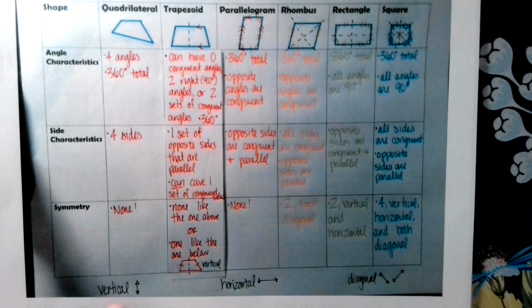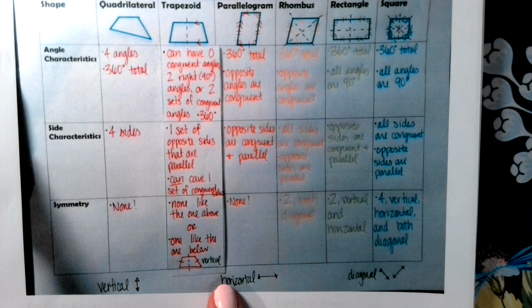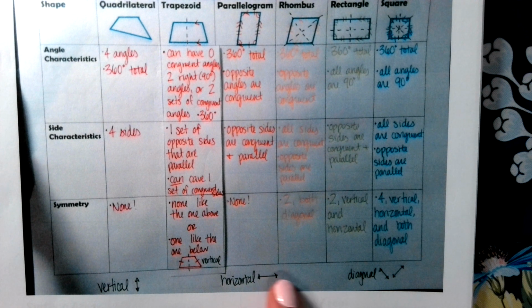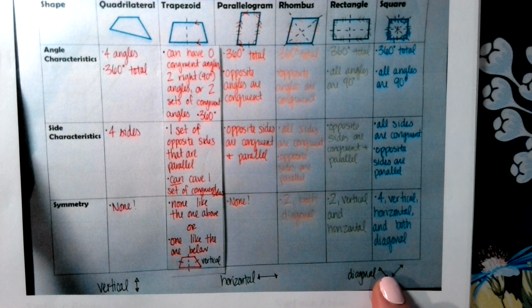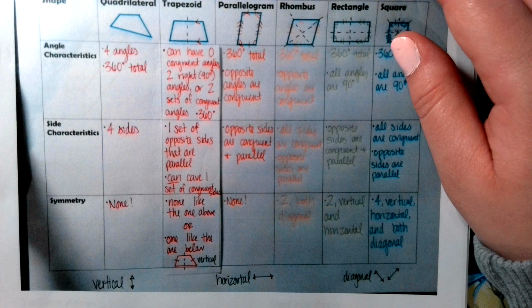Remember, for symmetry, there's vertical symmetry, which is up and down. There's horizontal symmetry, which is left and right. And there's diagonal symmetry that connects opposite corners.